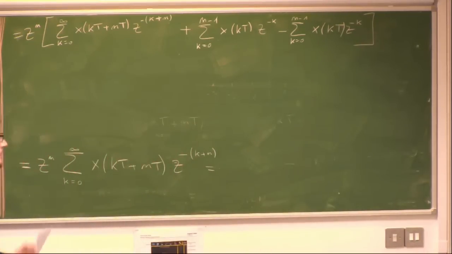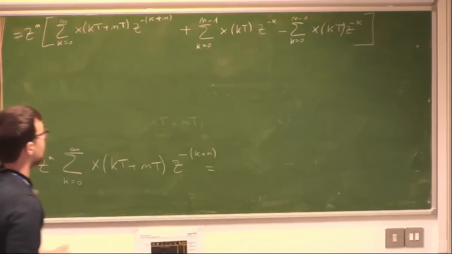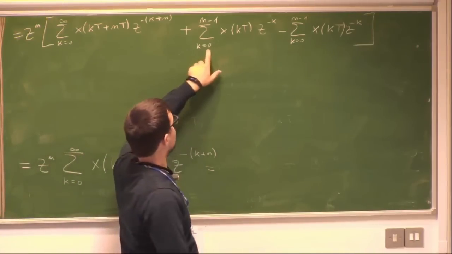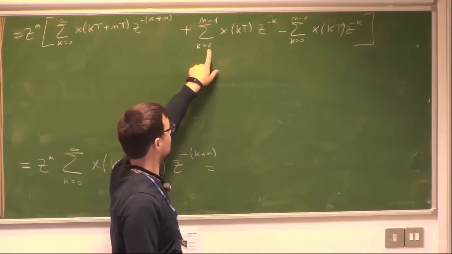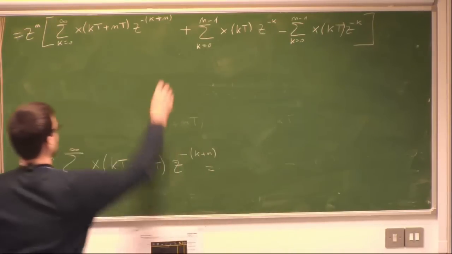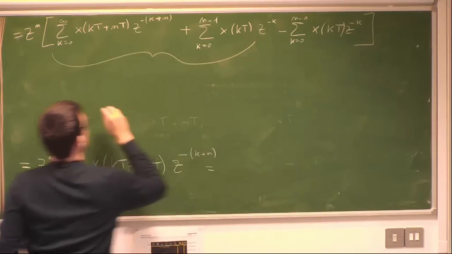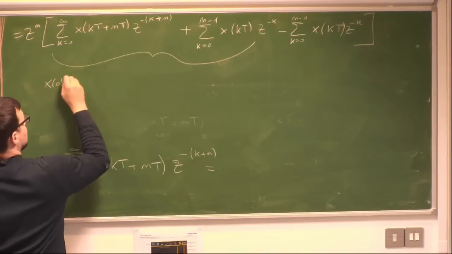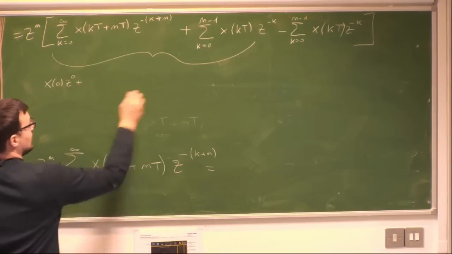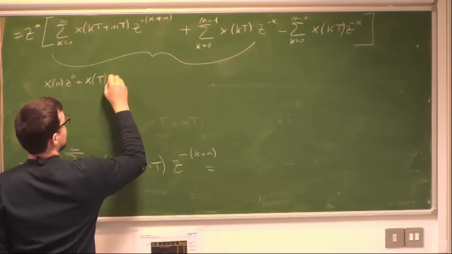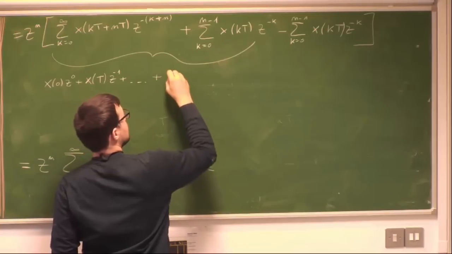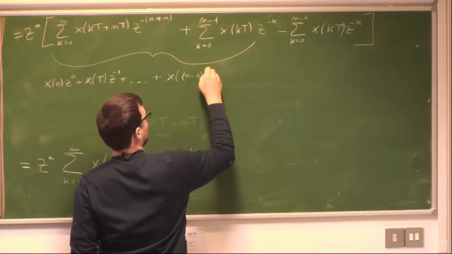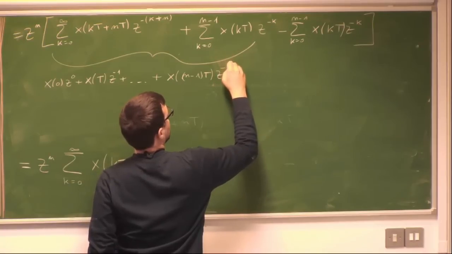So nothing changed, okay? But what is it that now we can actually notice? Well, we can actually put these together. And the reason is the following. Let's look at this sequence, okay? This sequence goes from x of 0 capital T, z power 0. So the first term, let's now look just at this, is x of 0, z power 0. And then the second term is x of capital T, z power minus 1, plus a lot of other terms. What is the last term here? The last term here is x of n minus 1 capital T, z power minus n minus 1.